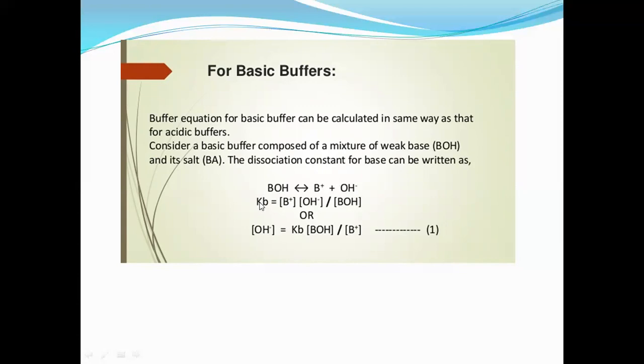Kb, K stands for dissociation constant, and here the B is for the base. So Kb is equal to the concentration of B times the concentration of OH over BOH. Or OH is equal to Kb times BOH over B.